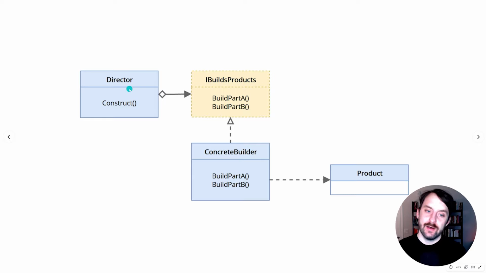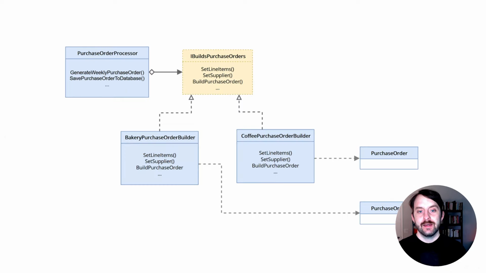So it's important here also to note that the director works with interfaces, so that any number of different concrete implementations of IBuild's products could be used to produce different outcomes, different types of, or different configurations of a product. So now we'll look at the diagram in a real-world use case as it's used in the code.